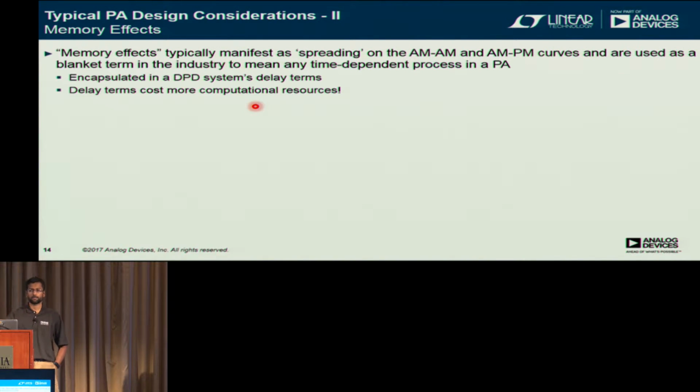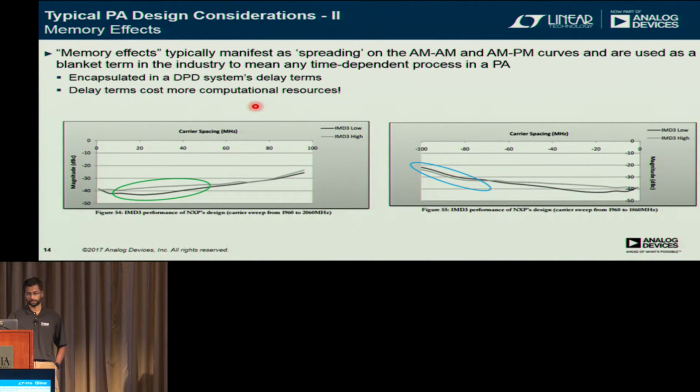Key point here, this is usually encapsulated in a digital pre-distortion system as a delay term, right? And they cost computational resources. I'm going to skip this, but if there are questions, we can come back to this later. It's just a two-tone test that describes how to characterize memory effects.